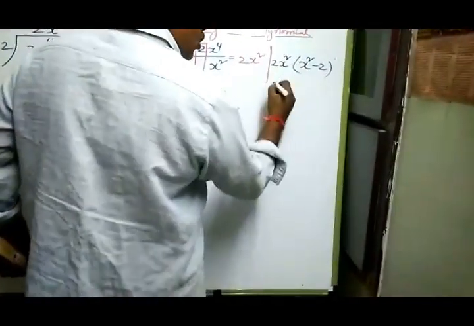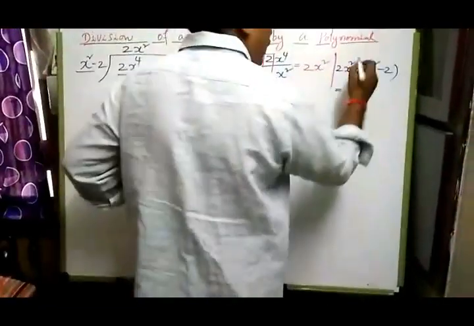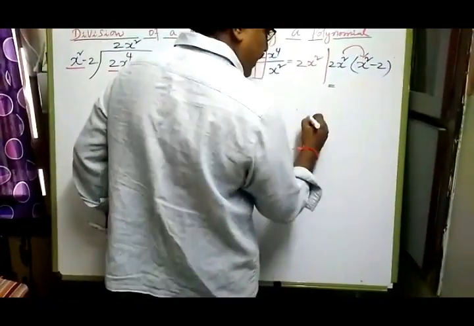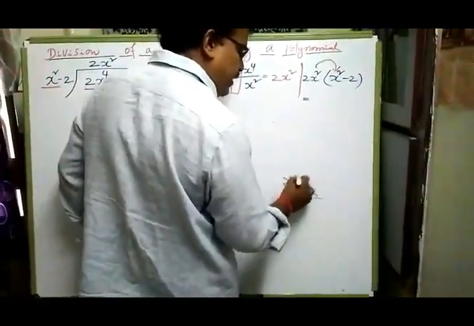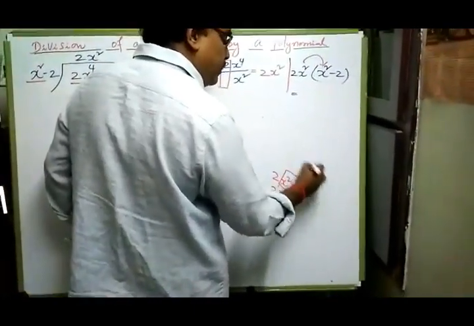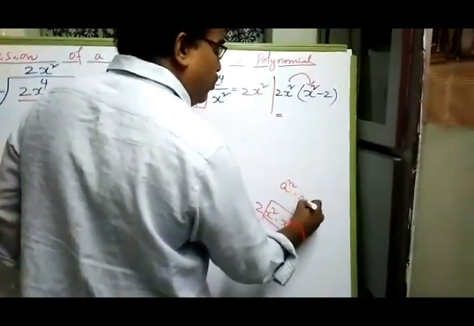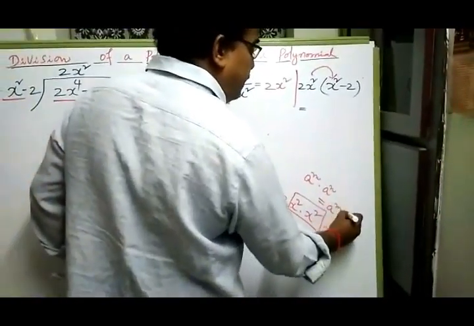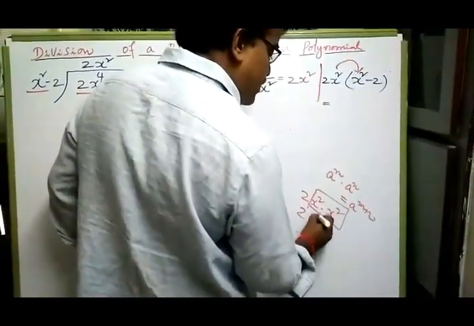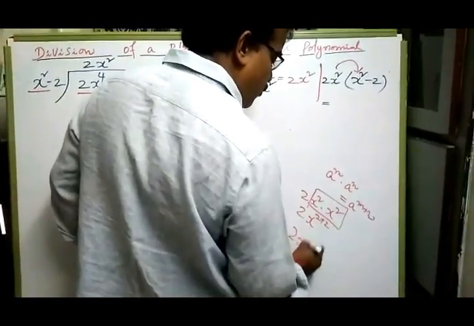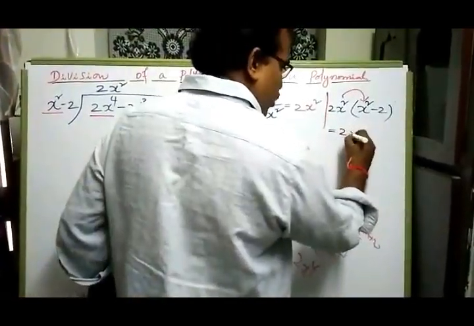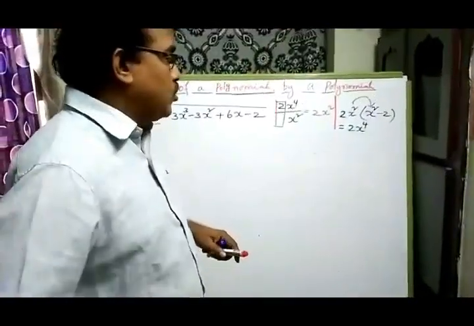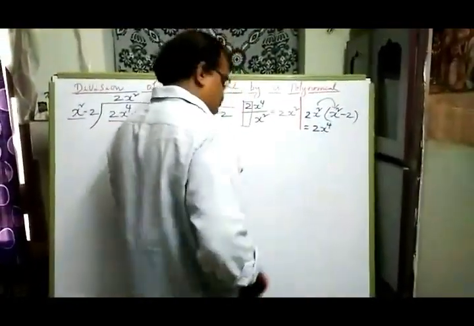2x square into x square. e to the power of m into e to the power of n is e to the power of m plus n. So x to the power of 2 plus 2, x to the power of 4. Yes, the multiplication distributive property: 2x square into x square is 2x to the power of 4.